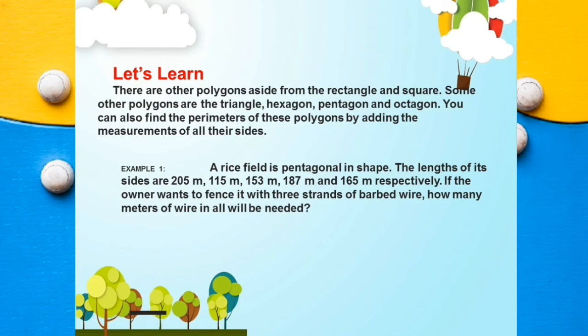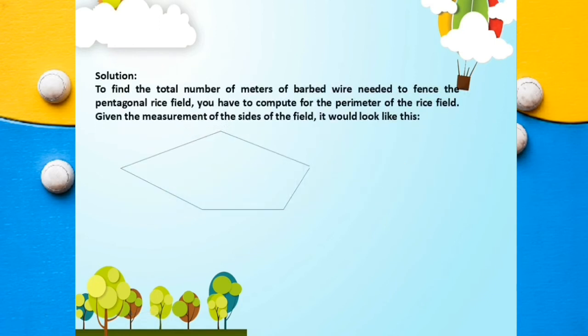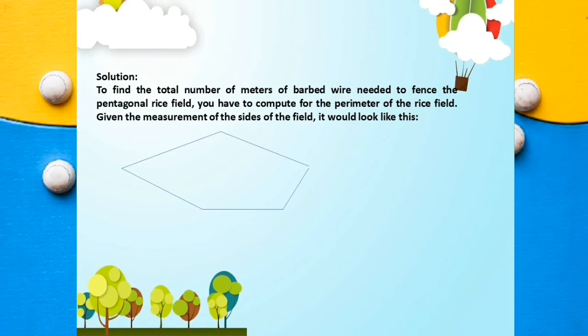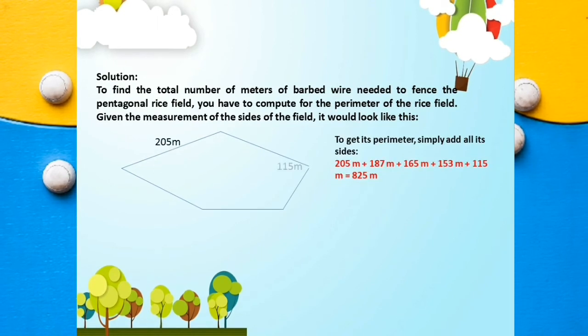If the owner wants to fence it with 3 strands of barbed wire, how many meters of wire in all will be needed? Okay, so the solution: to find the total number of meters of barbed wire needed to fence the pentagonal rice field, you have to compute for the perimeter given the measurements of the sides of the field. Again, to get the perimeter, simply add all the sides.